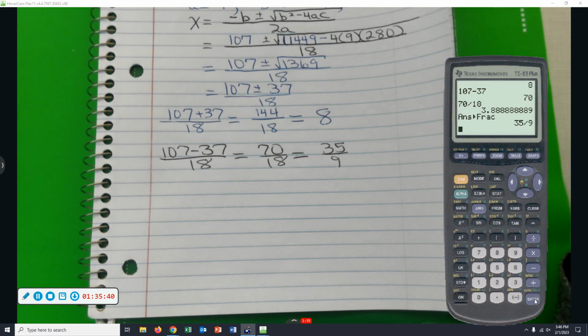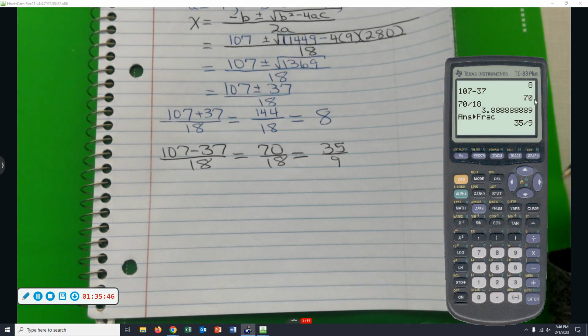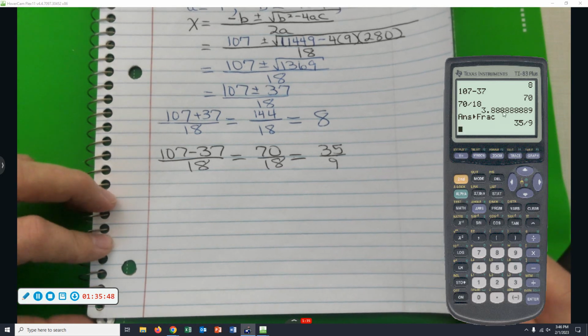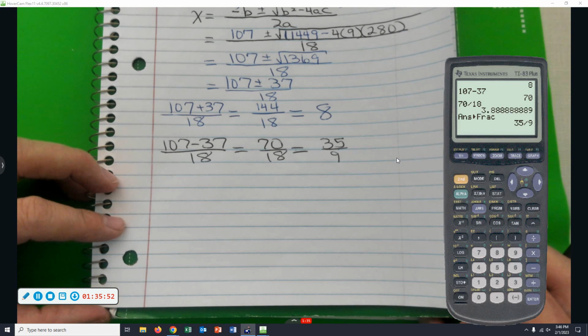And there it is, 35 over 9. And that's stupid. Y'all can divide above and below by 2 easier than punching all of that in. But I just wanted to show y'all that key in case you did have some messier ones. Okay, and we have to check our work.